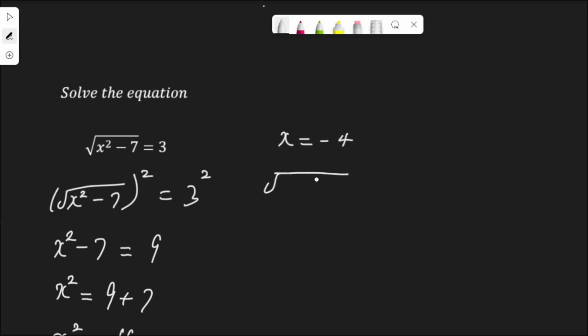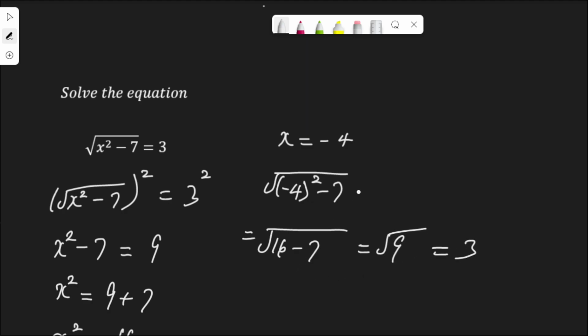That means the square root of negative 4 squared minus 7. We are checking whether we arrive at 3. Negative 4 squared is 16. So the square root of 16 minus 7? 16 minus 7 is 9. The square root of 9 is 3. That means this satisfies the equation.